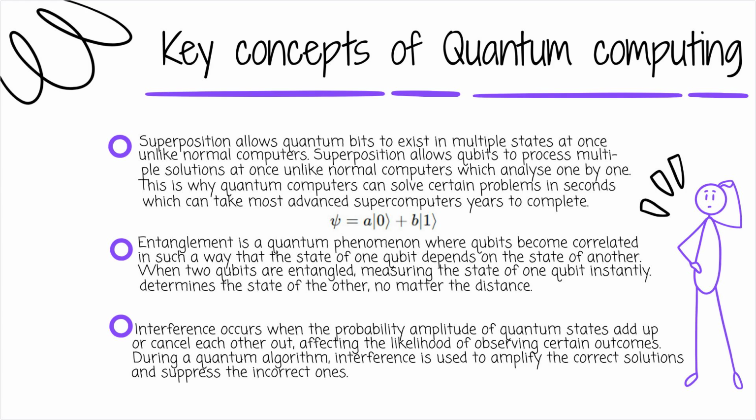So basically, what does entanglement in qubits, or quantum bits, mean? This is a quantum phenomenon where two qubits become correlated in such a way that one qubit's state depends on the state of the other, no matter how far apart. Let's explain what this means. When two qubits are entangled, measuring the state of one instantly determines the state of the other, even if it is separated by vast distances. Einstein called this spooky action at a distance, and it is a purely quantum phenomenon with no classical counterpart.